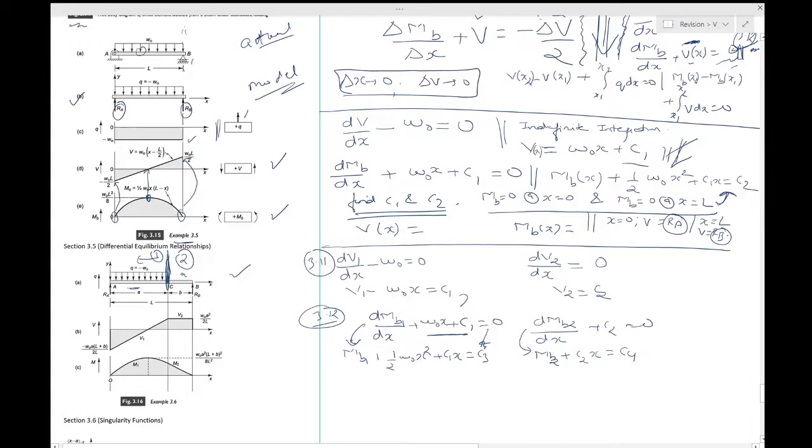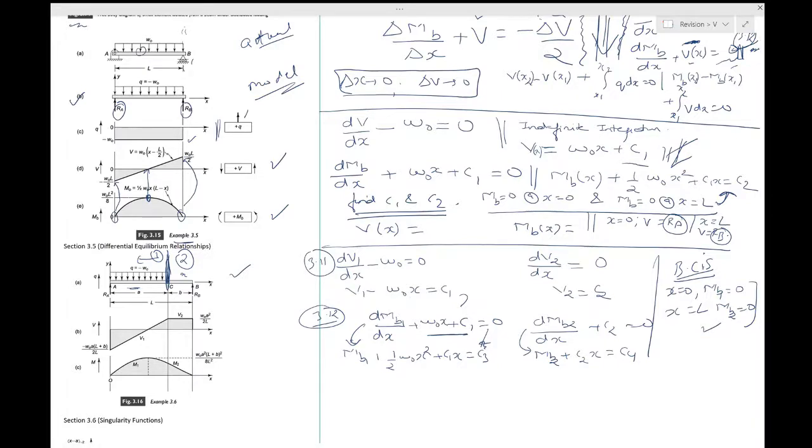The boundary conditions at each end are again the same as before. Let me write the boundary conditions. At x equal to 0, mb1 is equal to 0. At x equal to L, mb2 is equal to 0. That will at least solve two of these four unknowns, C1, C2, C3, C4. Two unknowns you have found, but there are still two more unknowns left.